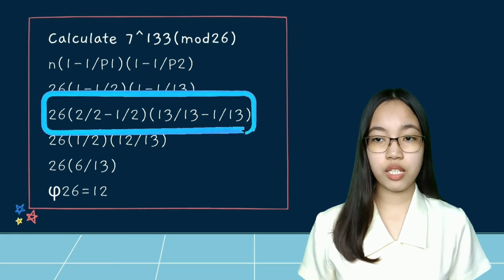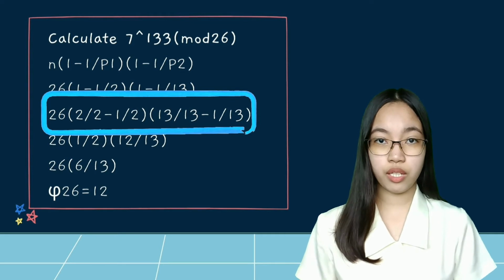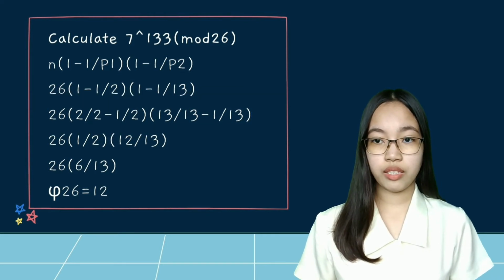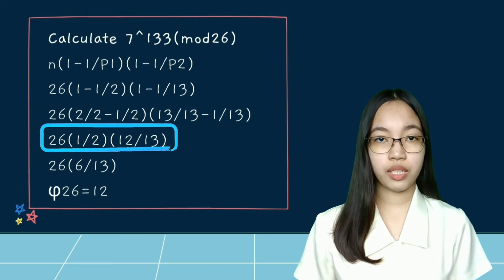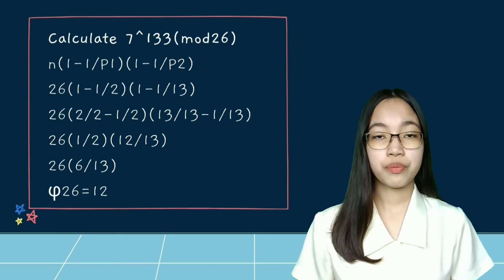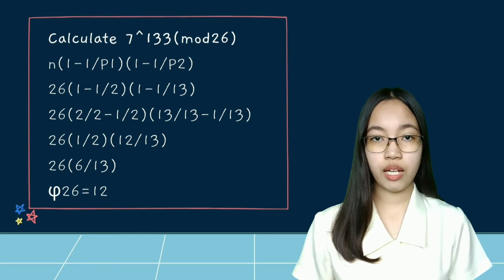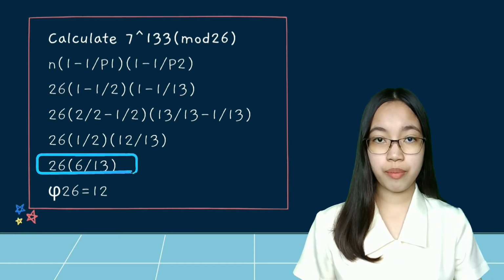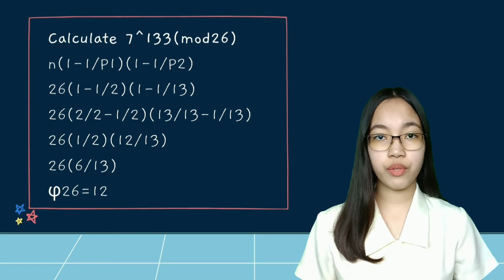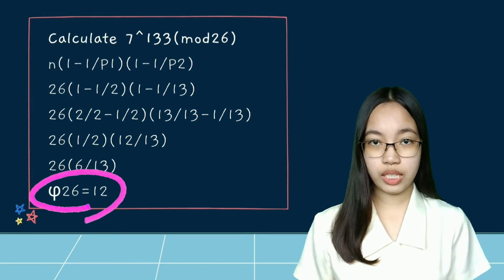We have 26 times the quantity of 2 over 2 minus 1 half times the quantity of 13 over 13 minus 1 over 13. And that is 26 times 1 half times 12 over 13. And 1 half times 12 over 13 is 12 over 26. So now the lowest term for that is 6 over 13 and then times it by 26. So now we have the answer of 12, and that is the value of our totient of 26.